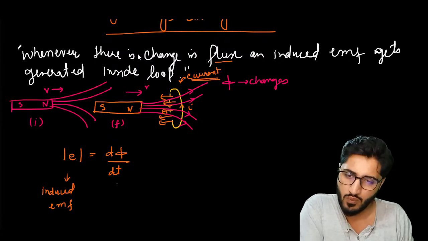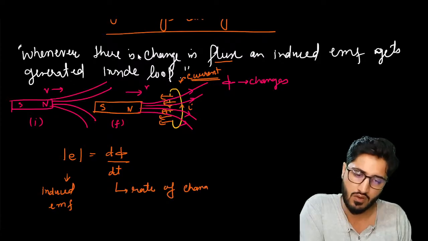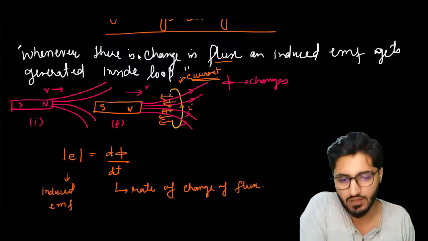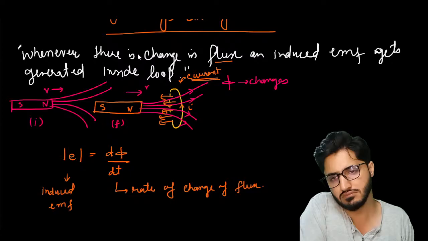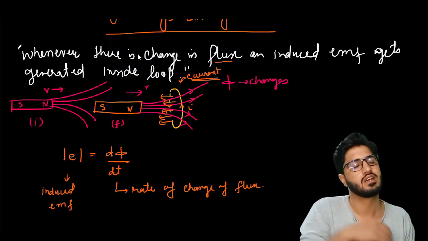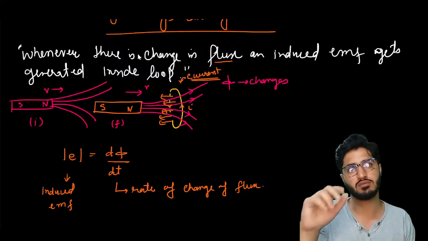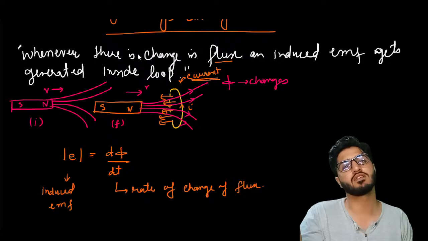What is this particular thing? Rate of change of flux. Rate of change of flux. Nothing very hard, no? Induced EMF depends on rate of change of flux. With more flux change, more EMF. Low flux change, low EMF.